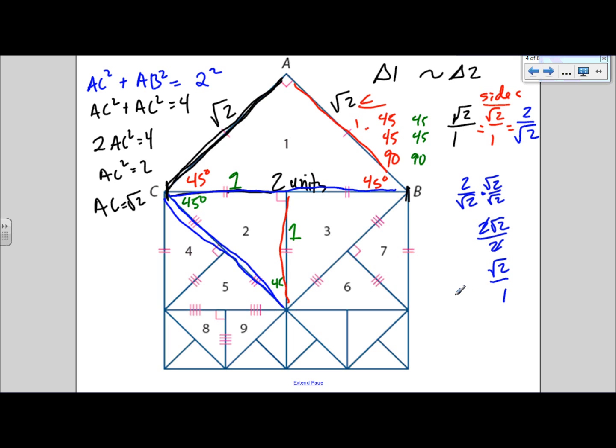So these sides are actually in proportion. Triangle 1 is similar to triangle 2 because I showed all 3 angles, corresponding angles congruent, and all 3 corresponding sides have a common scale factor between those. And at this point, that's all we're going with. We have to find all 6 things.